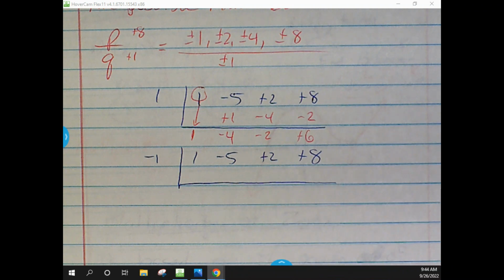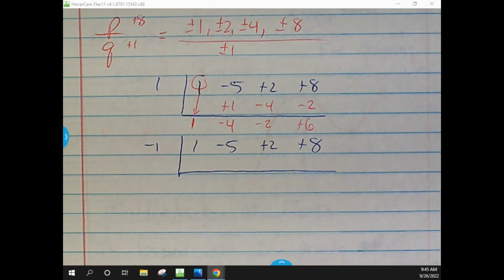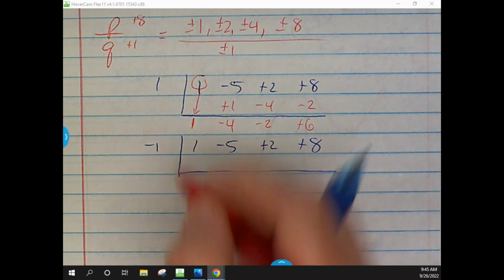Okay, so did positive 1 work? No, because we get positive 6 at the end, right? Okay, and if you were checking it, there's what the numbers should have been. So now, again, you're going to look to me, you're going to say, hey, did negative 1 work?